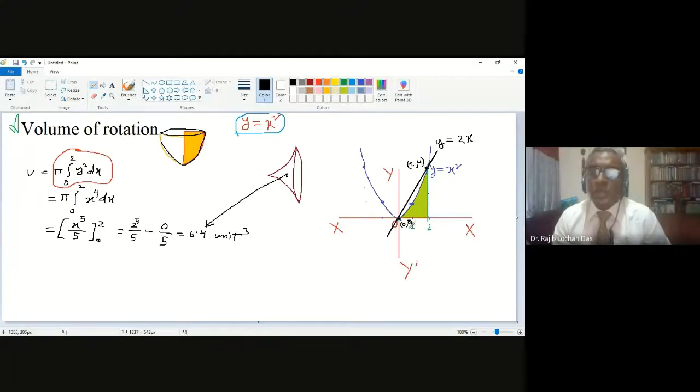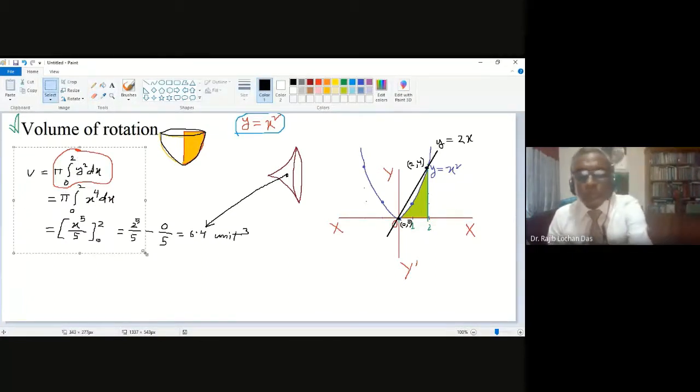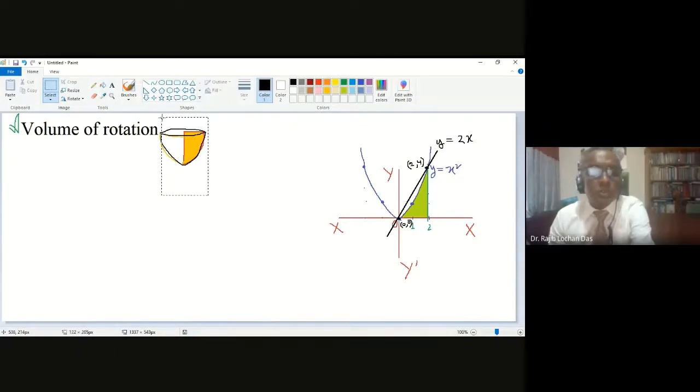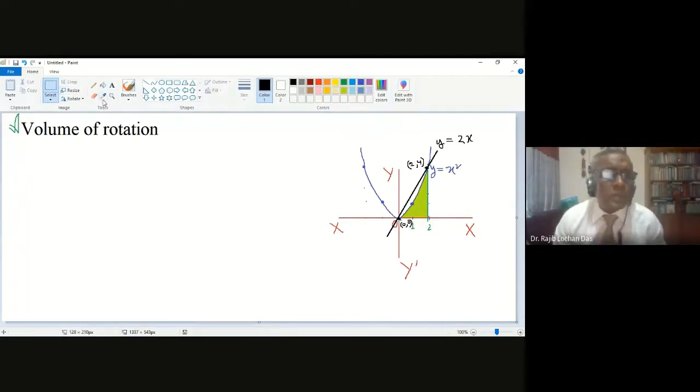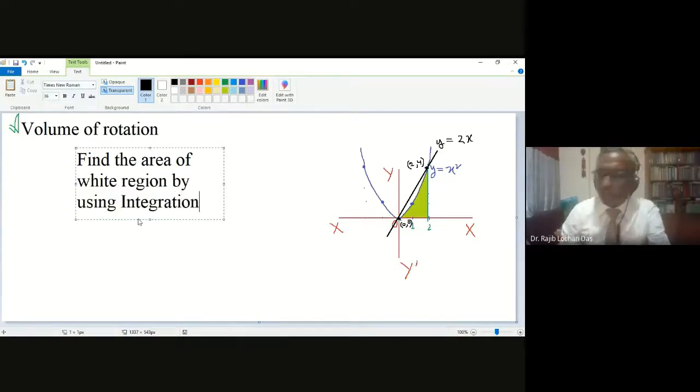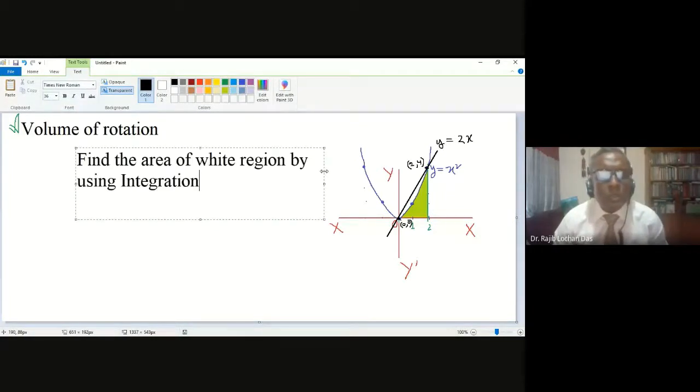Now if I ask you to find out the white area, if I ask you the area of the white region, area, volume না কিন্তু, ভলিউমও করা যাবে, ওইটা আমি এখন করতেছি না। আগে বলো, can you, if I give you this question, মনে করো আমি তোমাকে এই গ্রাফটা দিয়ে দিলাম পরীক্ষার কোশ্চেনের মধ্যে, বললাম find the area of white region by using integration. এখন এটা যদি কোশ্চেন হয়, how can you find this out?